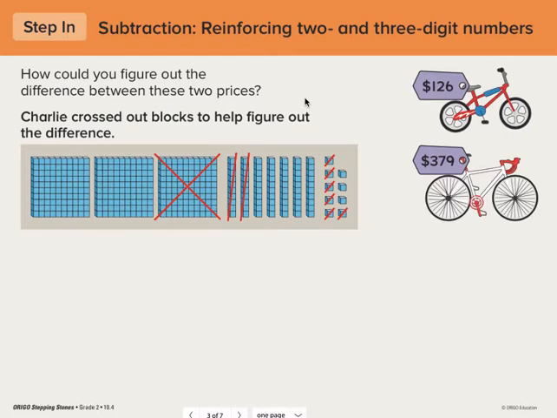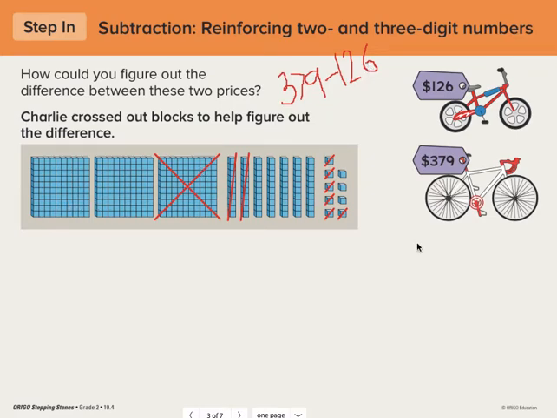So that means our equation becomes 379 take away 126, right? We're going to take away the smaller number from the bigger number to find the difference. So Charlie crossed out blocks to help figure out the difference. He used base 10 blocks.